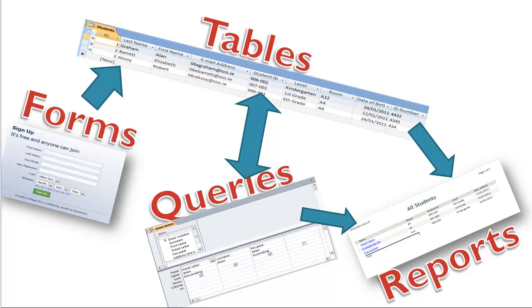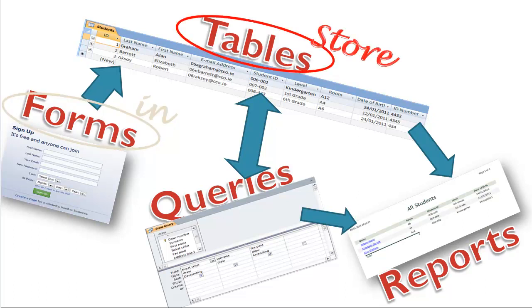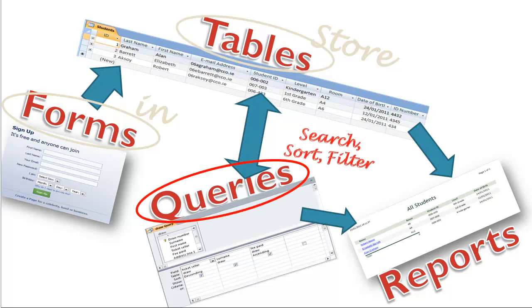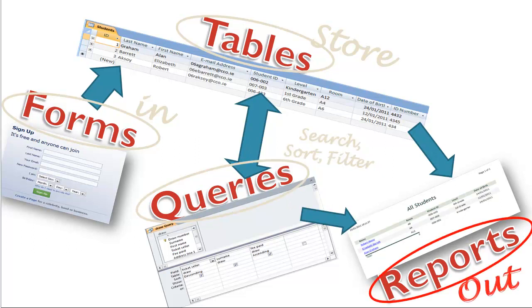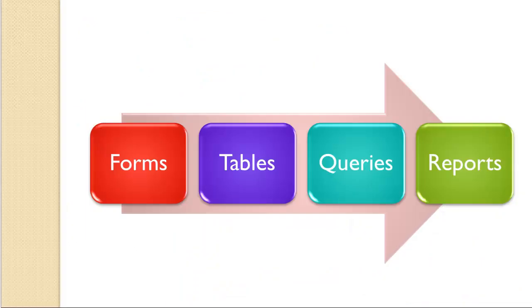So let's look at the flow of data that you put in to information that comes out in a report. The forms are used to capture the data or input the data into the tables. The tables are used to store the data. The data is searched, sorted, and filtered using the queries. And at the final output, the data becomes information in the form of a report. So to summarize, the four objects we looked at were forms, tables, queries, and reports.